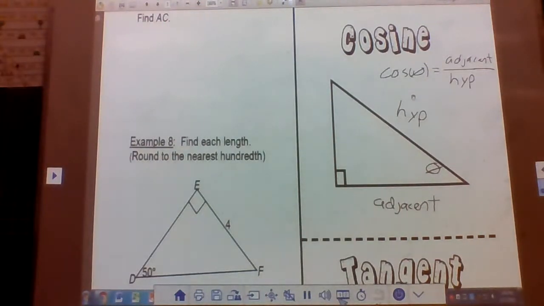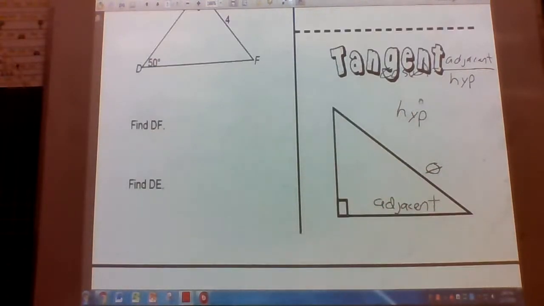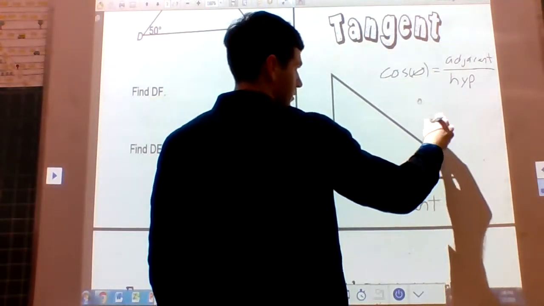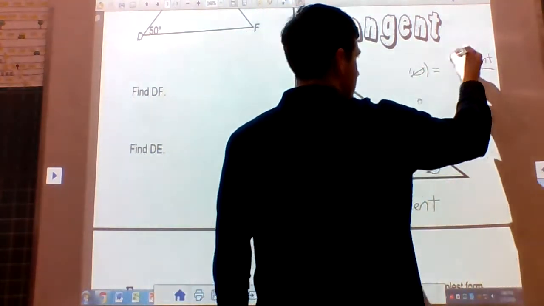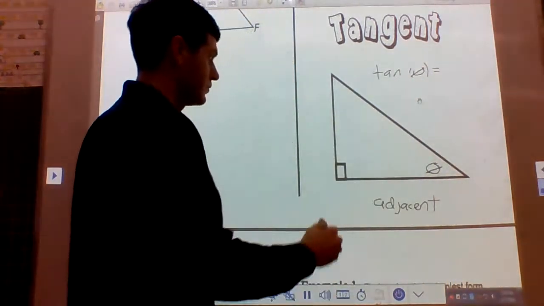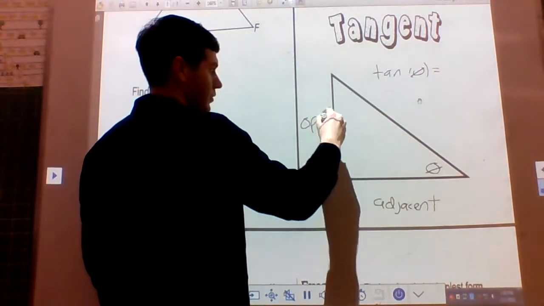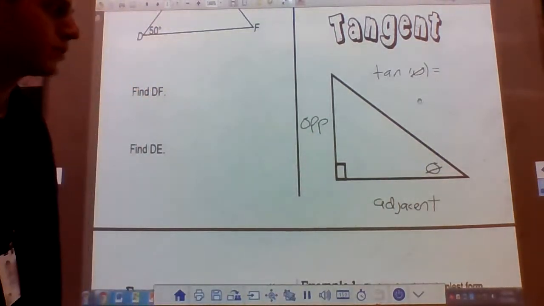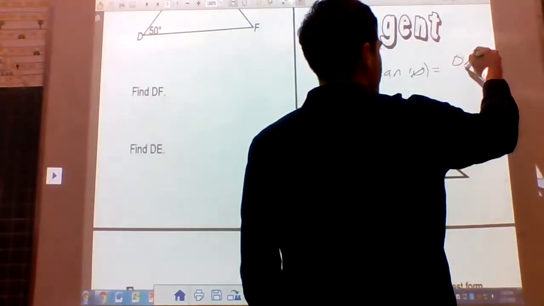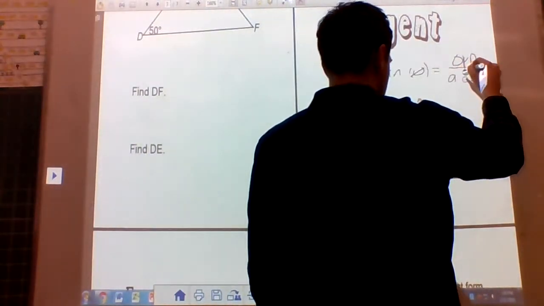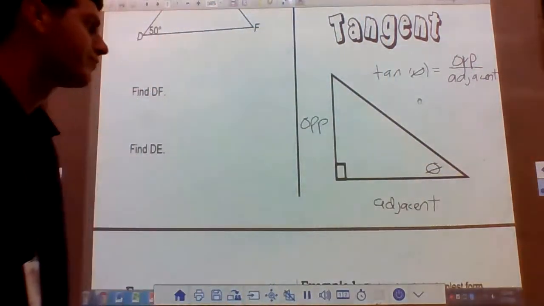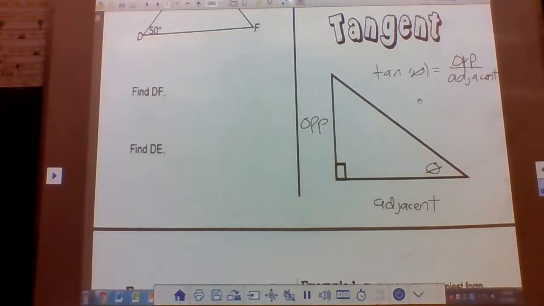Right, and then tangent is equal to... Okay, so tangent of theta. Again, tangent is a function. You input an angle measure, and it's going to give you a ratio. That ratio is going to be the length of the opposite side over the length of the adjacent side. So opposite over adjacent. Opposite over adjacent.